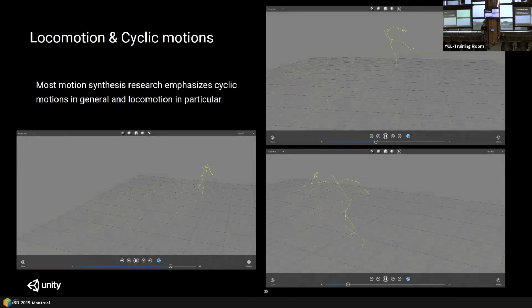So, locomotion and cyclic motion. Any project that focuses on locomotion and cyclic motions is not really applicable to games. Why? Well, on the top right here, I have a wall run, parkour trick. At the bottom here, I have a sword evade movement. I need to be able to use or produce those kinds of movements. Otherwise, I can only use it for locomotion and cyclic motions, which is just not good enough.